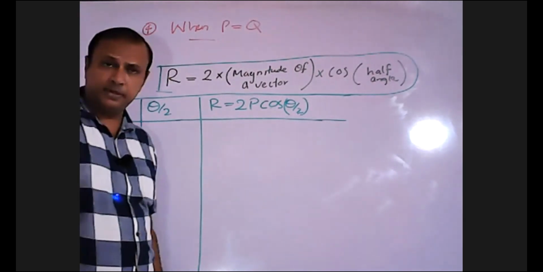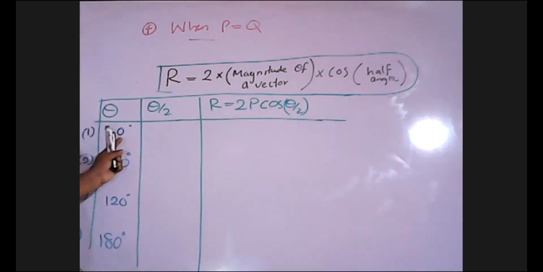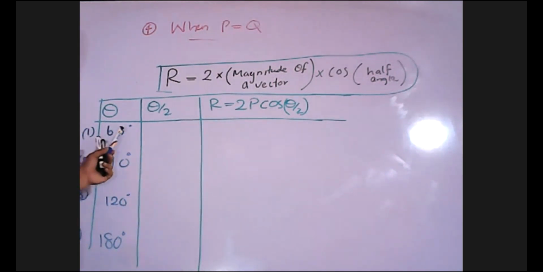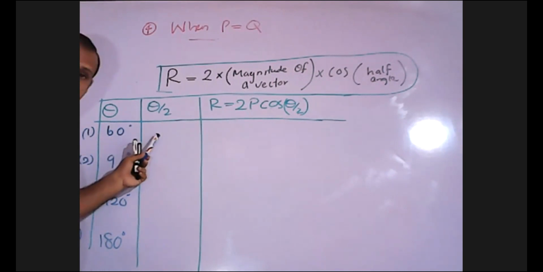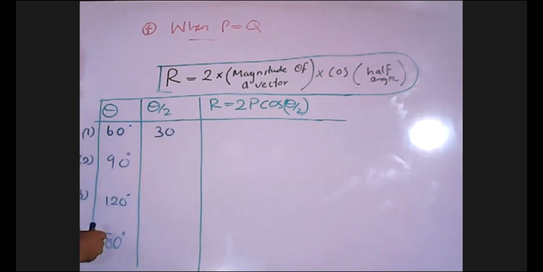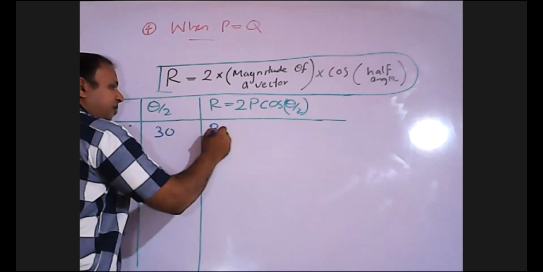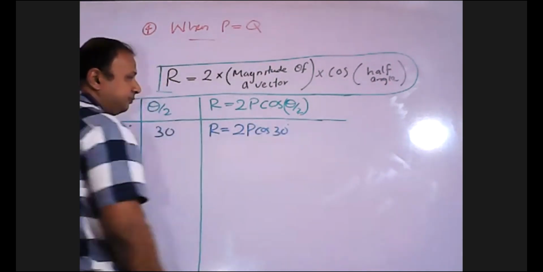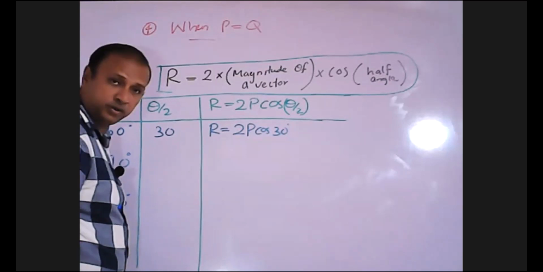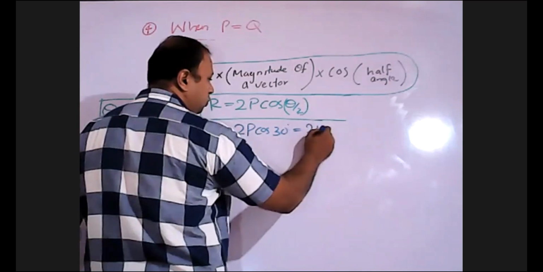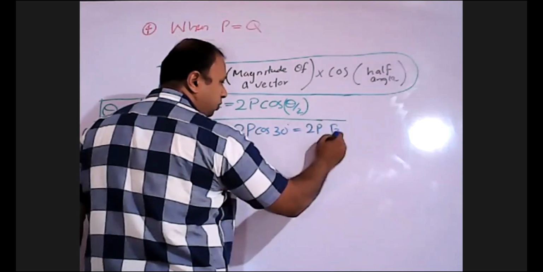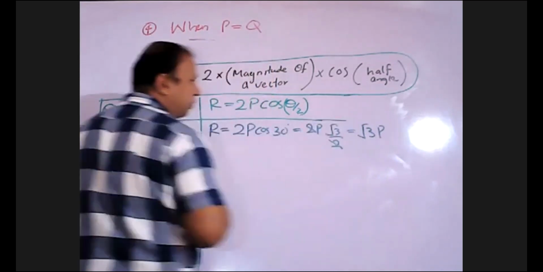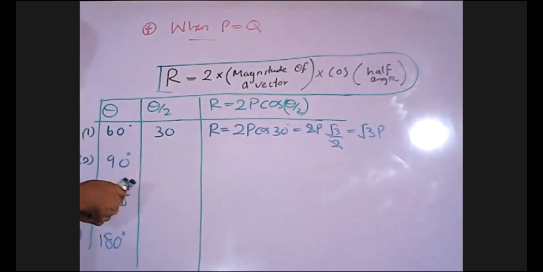We can do some examples here. Look at this. Here, my equation is 2p cos theta over 2. If theta is 60, then the half angle should be equal to 30. Then the resultant force should be equal to 2 times p cos 30. Cos 30 is equal to root 3 over 2. So 2p root 3 over 2, the 2s cancel out. Then the answer will be root 3 times p.